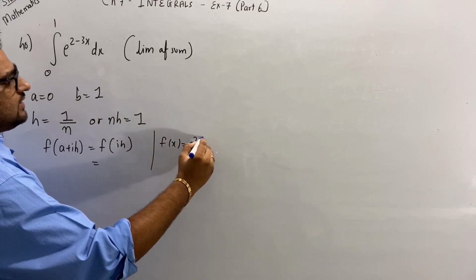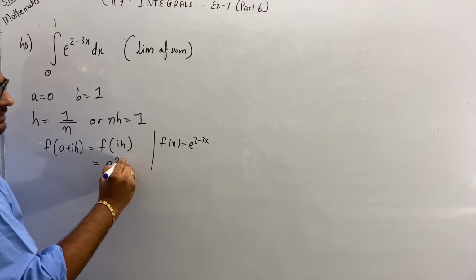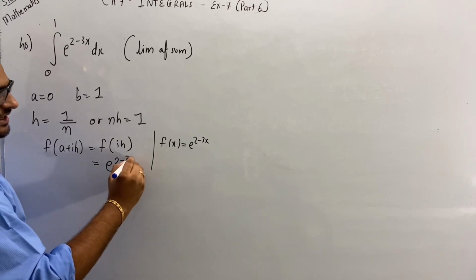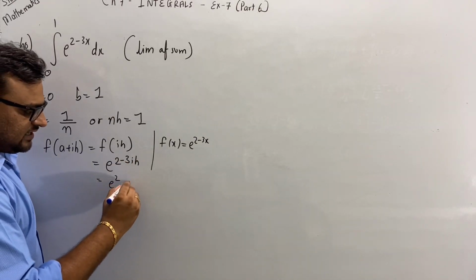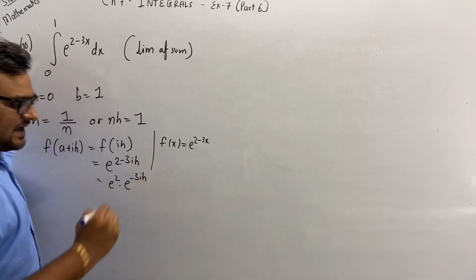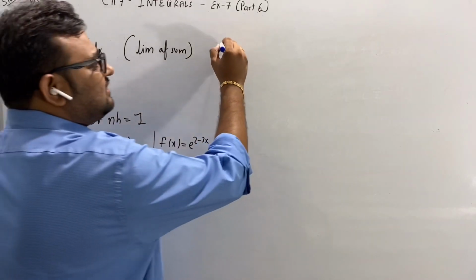e raised to 2 minus 3x. So f of ih is e raised to 2 minus 3ih. So this will be e squared into e raised to minus 3ih. Clear?